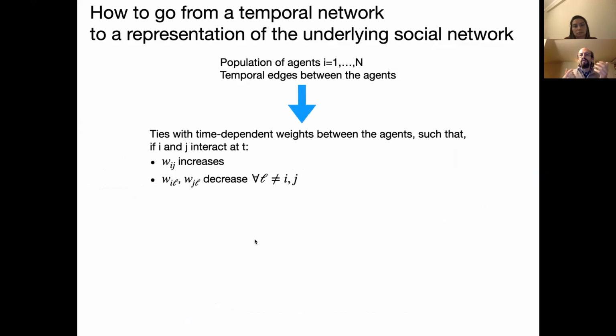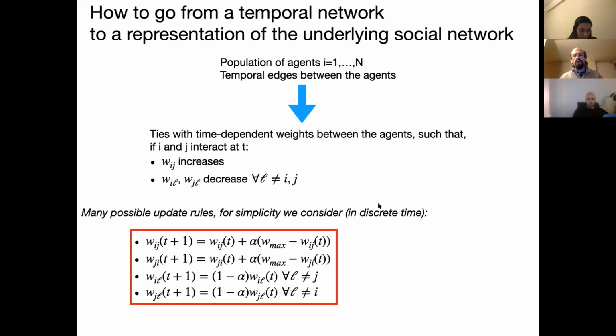So basically, if we have a population of agents with temporal edges, the idea is that we represent our temporal network, which is a list of interactions with their times between the nodes, as a weighted evolving network in which when I and J interact, the weight of IJ is increasing and the weight of the ties between I and other nodes and J and other nodes is decreasing. Of course, you can encode this into many different specific rules.